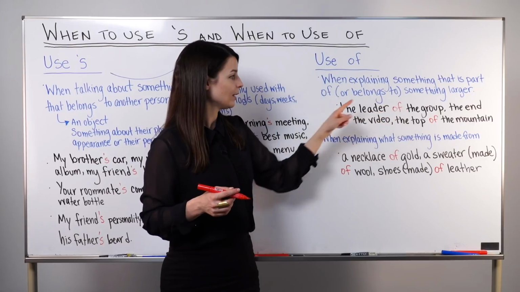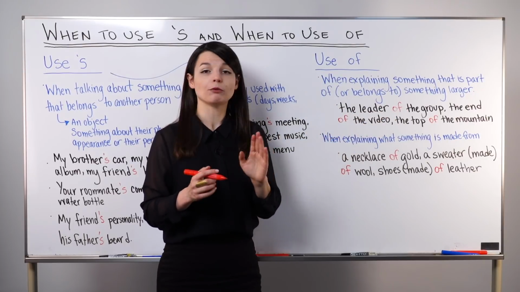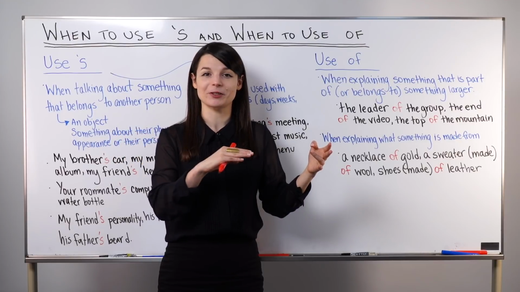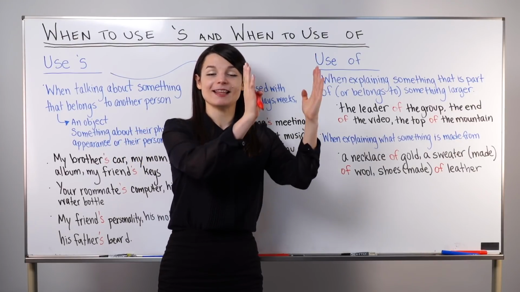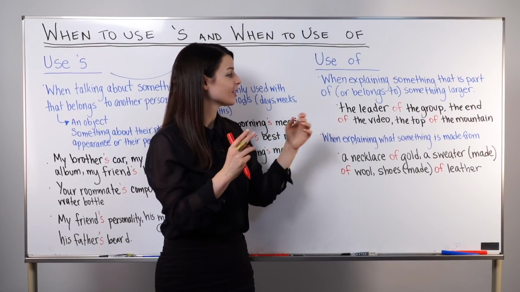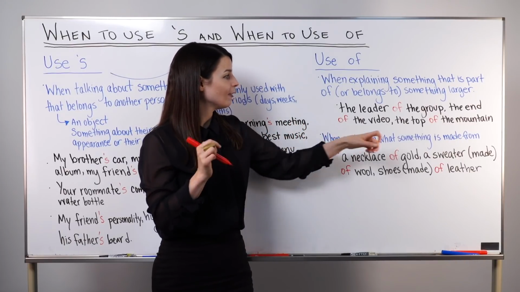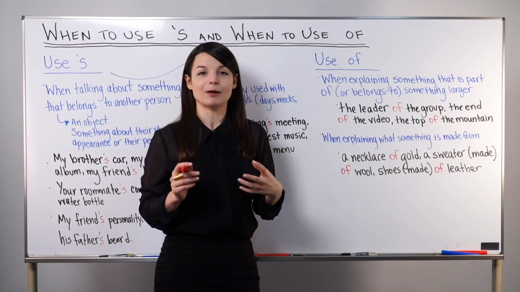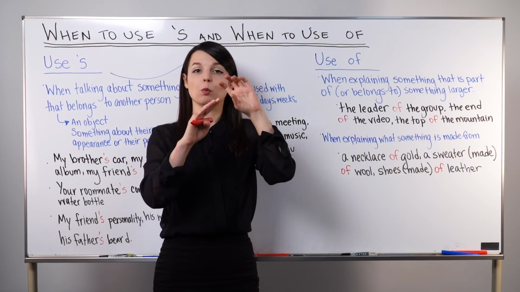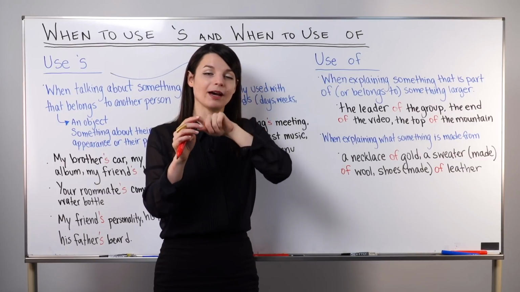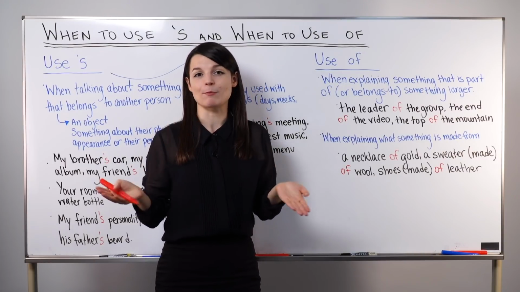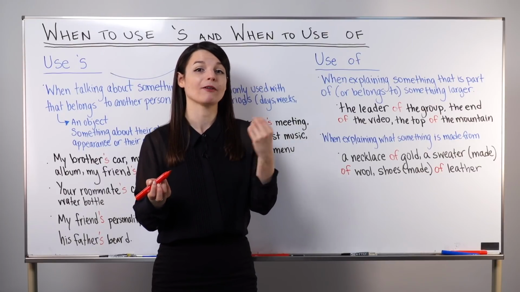The second example, the end of the video, refers to one part of the video. So if we watch the video, this part here is the end part of the video. We use "of" to show that relationship. Finally, the top of the mountain. Again, if we imagine a mountain and we imagine one part, we can describe that with "of" connecting that name, top, to the name of the whole, mountain. The top of the mountain.